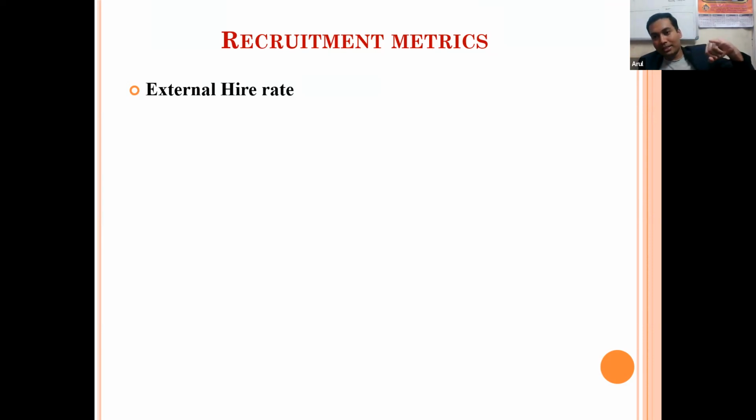External hires, we have to spend the time, we have to spend the money, and they have to come and get adjusted. It takes some time, might be the reason their performance has come down. So compared to external hire, internal hire is much better. This is what the metric communicates, what the data communicates. Got the point? All of you?